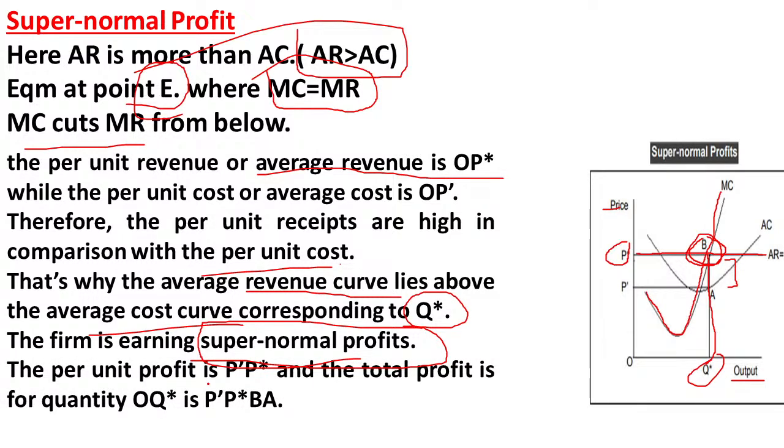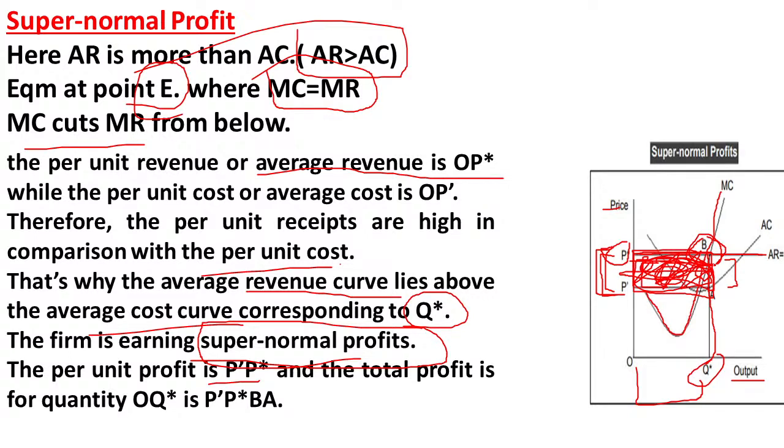The per unit profit is P dash P star here, and the total quantity is OQ star. So the total profit is P dash P star BA. This area represents total profits. This area is known as the supernormal profit of the firm in the short run under a perfect competition market. Please remember it. I hope it is clear to you.